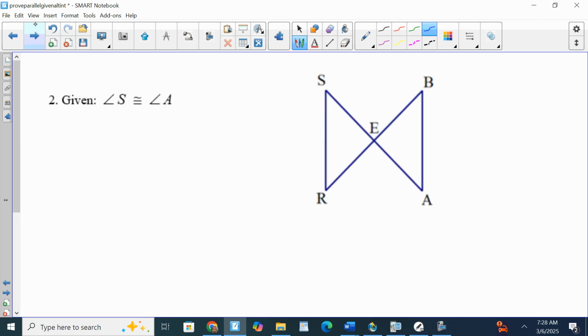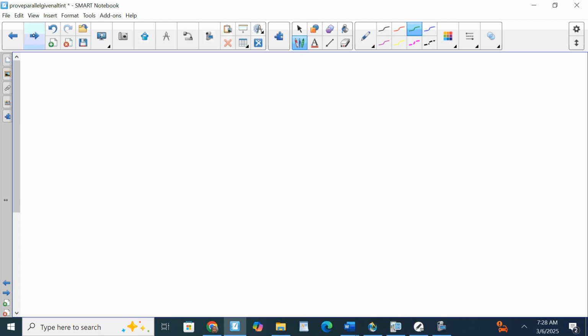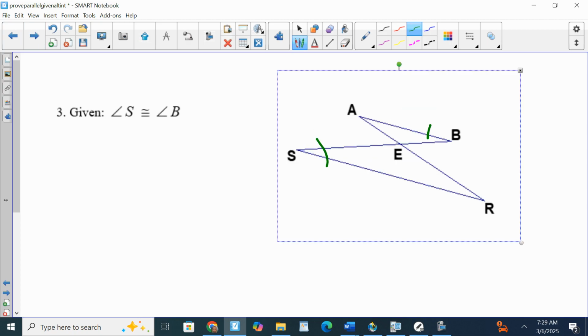Number 2, S and A. So I'm going to carve out A, and then I'm going to kind of continue through. These are my parallel lines. Number 3, S and B. I'm going to carve this out. I see my Z. Those are my parallel lines.